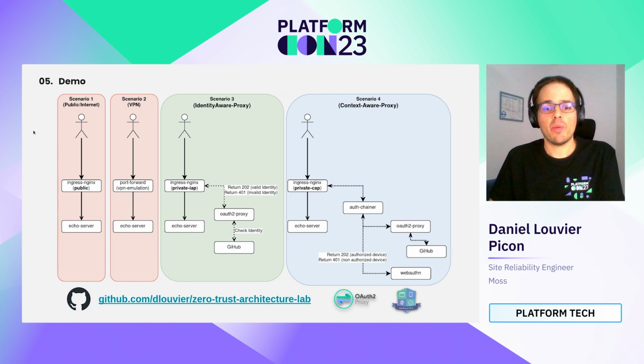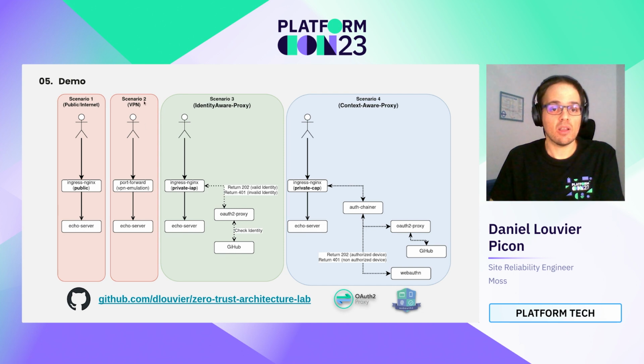So for the demo, I have prepared my local Kubernetes cluster, and then I have installed Ingress NGINX on top of it. And I have considered four different scenarios. The first scenario uses Ingress, which is configured as public. So this is a very simple Ingress configuration where the request goes to Ingress and then it's forwarded to the server.